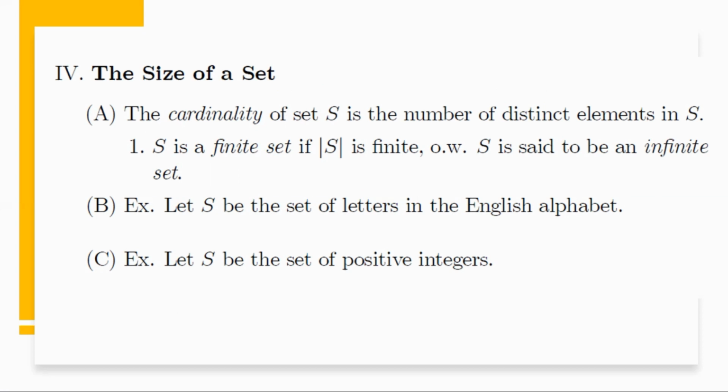So if S is the set of letters in the English alphabet, the cardinality of the set S is 26. That is a finite set. However, if S is a set of positive integers, we just have to conclude S is an infinite set.